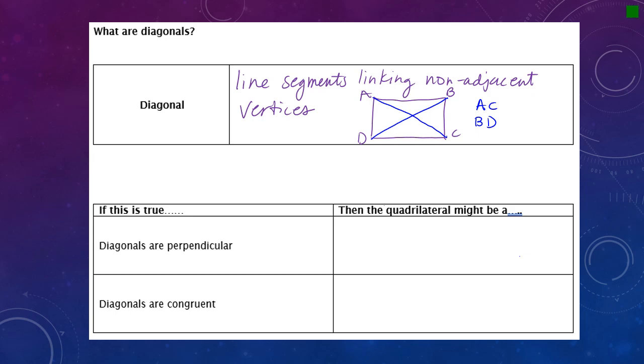Diagonals are perpendicular in 3 of the quadrilaterals we talked about. Those 3 quadrilaterals are square, rhombus, and kite. The diagonals are congruent in only 2 of the quadrilaterals that we talked about, and those are squares and rectangles.